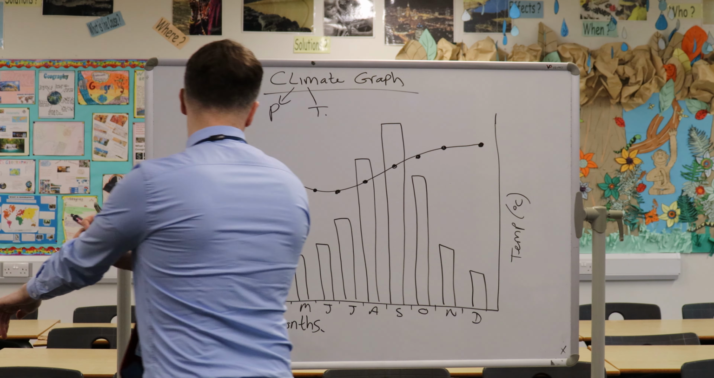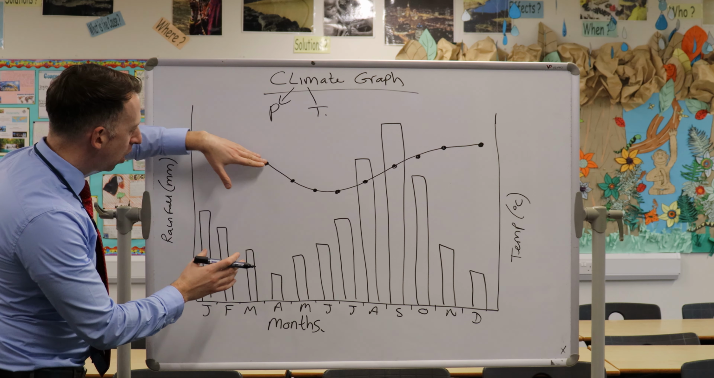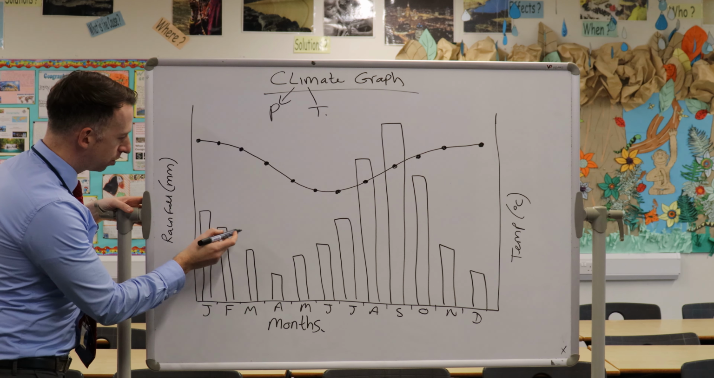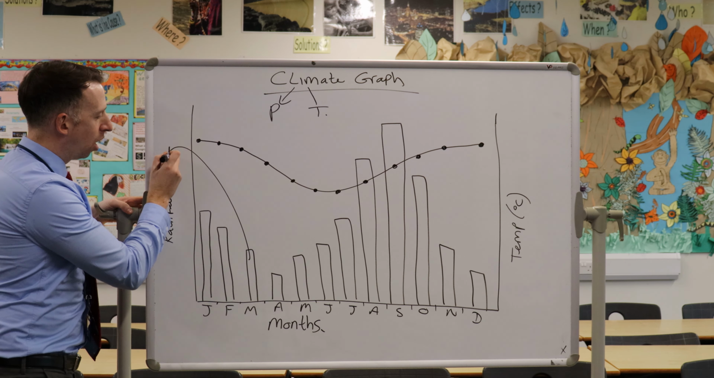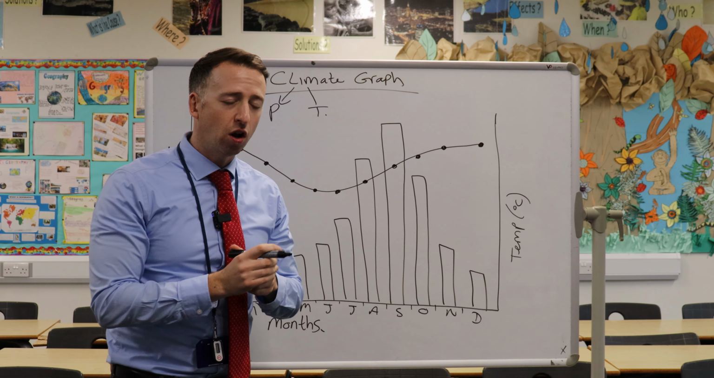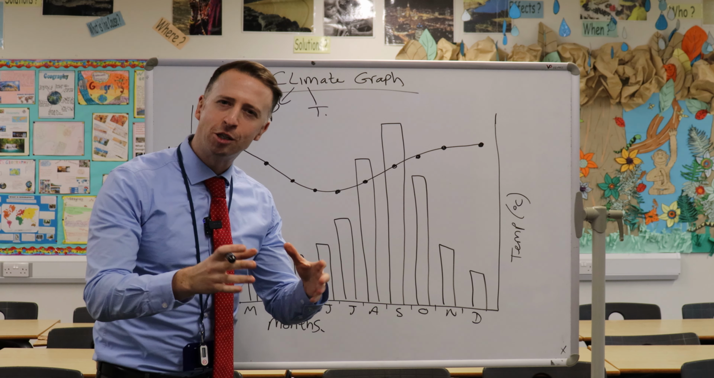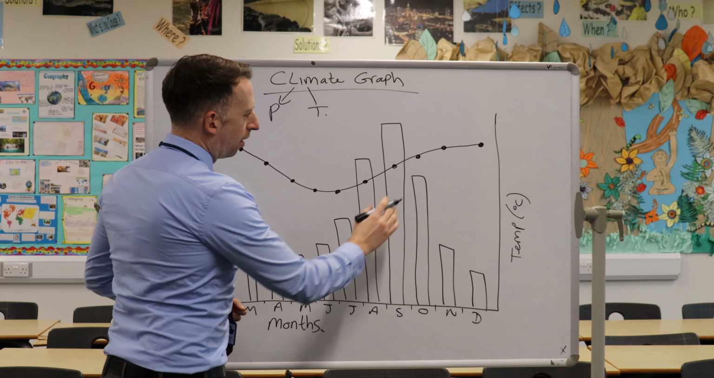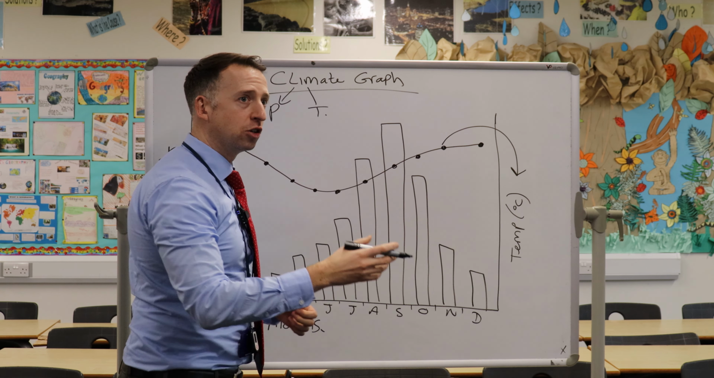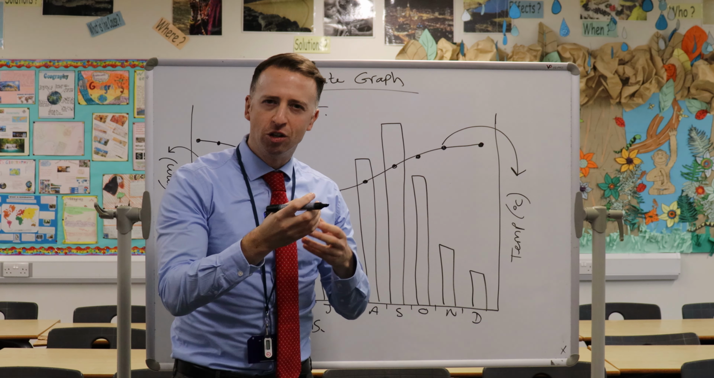Now, next thing to remember is on the graph you've got this line and you've got the bars. Which one's which? So the bars are rainfall. Normally on a coloured climate graph, the bars are normally blue. Normally, not always, but normally they're blue. And the line represents the temperature. And normally, once again, not always, but normally the line is orange or red.